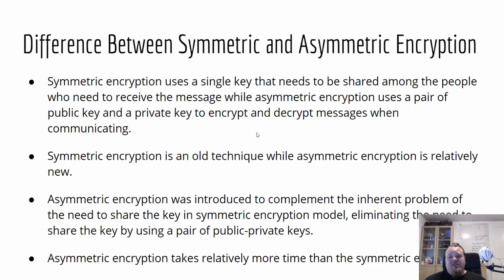There are some differences. The main difference is that symmetric encryption uses a single key and needs to be shared among all who are going to be able to read whatever encrypted message you have. Symmetric encryption is a very old technique, and asymmetric is kind of new. Asymmetric encryption was introduced to combat the actual problem of having one key that could be used to encrypt and decrypt all messages. And asymmetric encryption takes relatively more time than symmetric encryption. So that's the overall difference. It's something you should probably read a bit more about in the text here, to understand further.